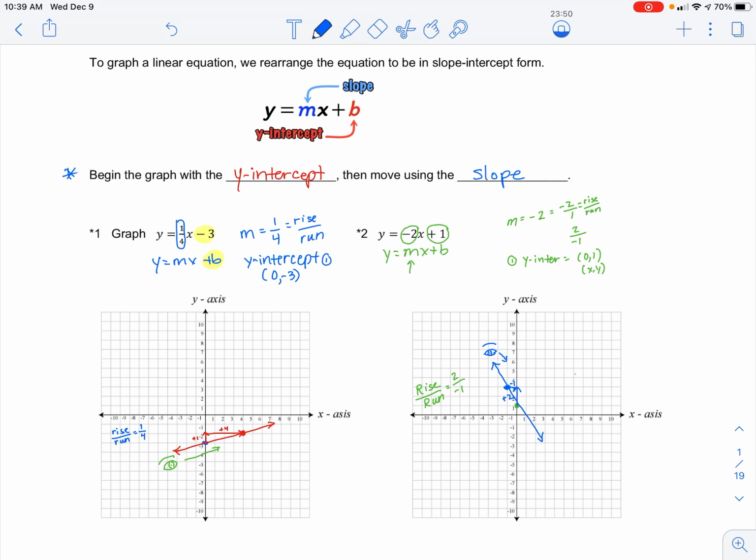Okay, guys, go ahead and start working on the few practice problems here that you're going to graph. Check those out, and then you can start on the lesson.